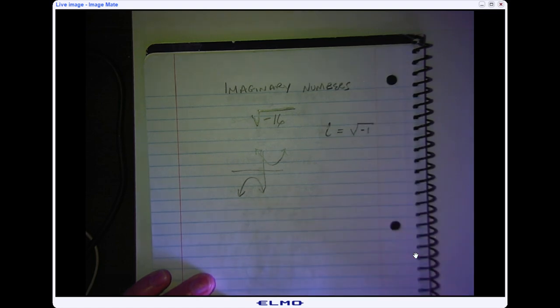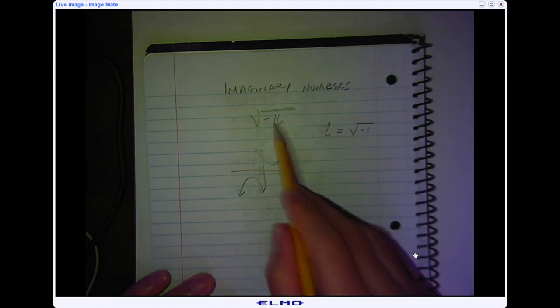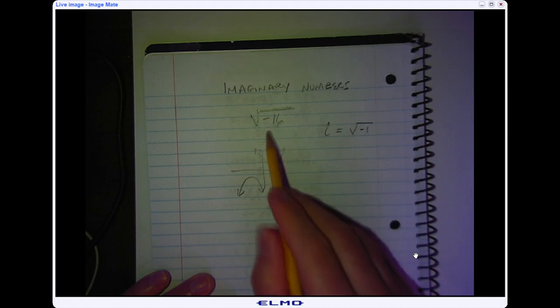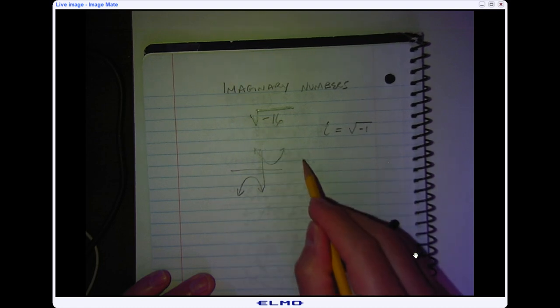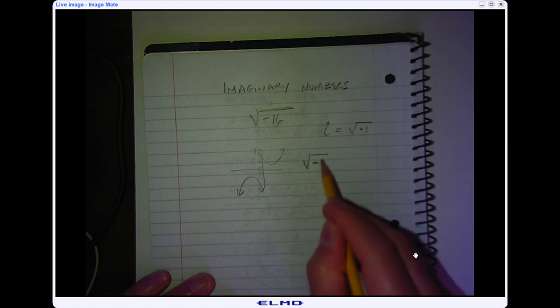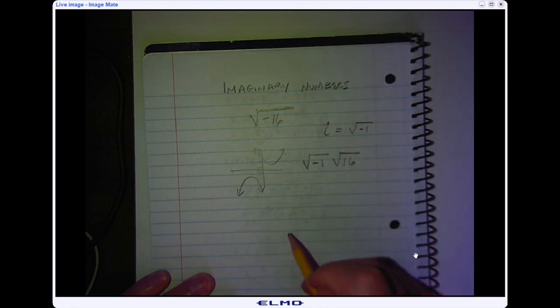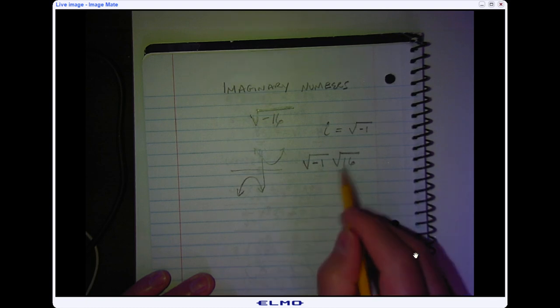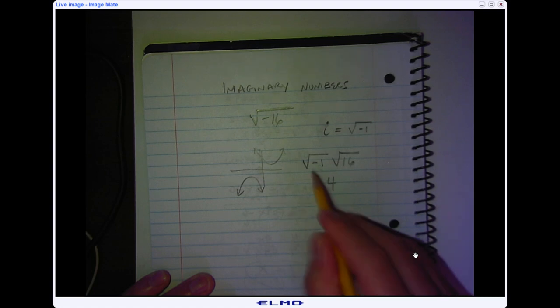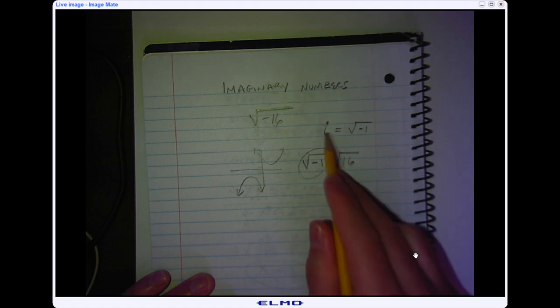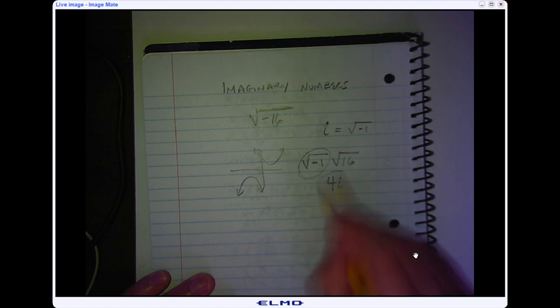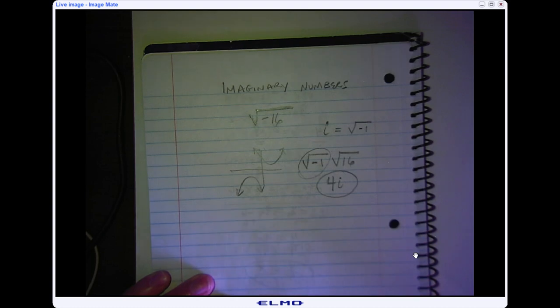So if I was really trying to simplify this using imaginary numbers, what I would do is say the square root of negative 16 is like saying the square root of negative 1 times the square root of 16. And therefore, the square root of 16 is 4. And then anytime I have the square root of negative 1, that would be my imaginary number. So that's why my solution to this would be 4i.